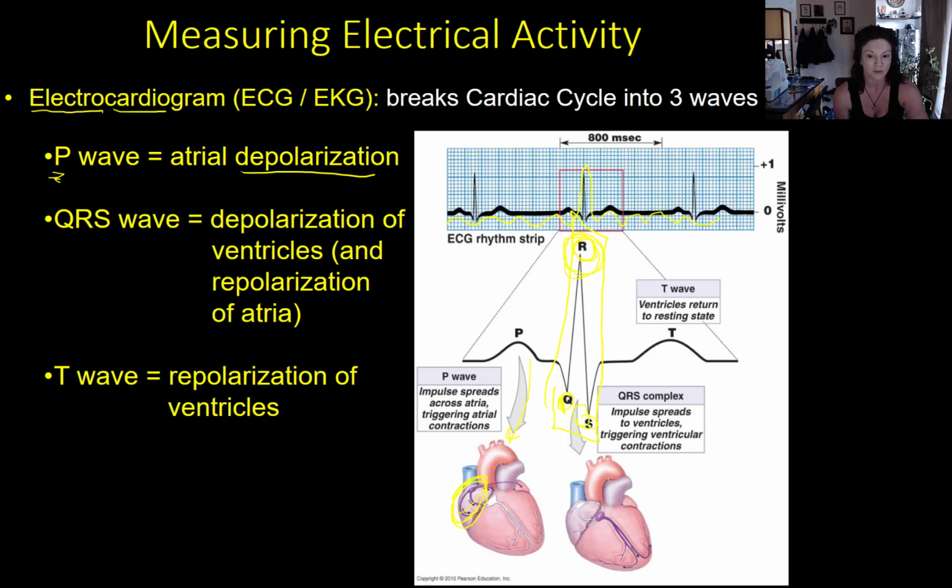The end of this wave, represented by S, is showing you the repolarization of the ventricles. The T wave represents what happens as the ventricles begin to return to their resting state. They're undergoing repolarization and recovering from this electrical barrage that they've just been through.